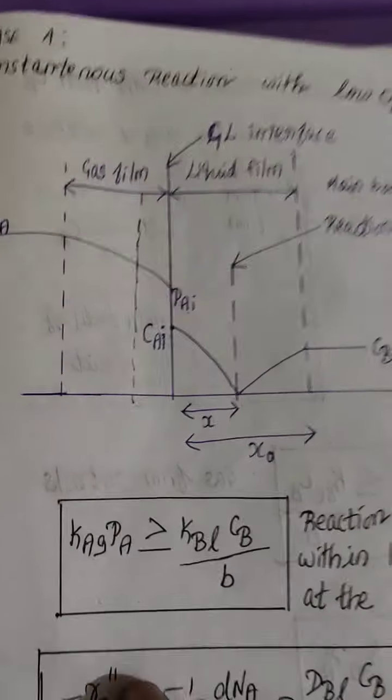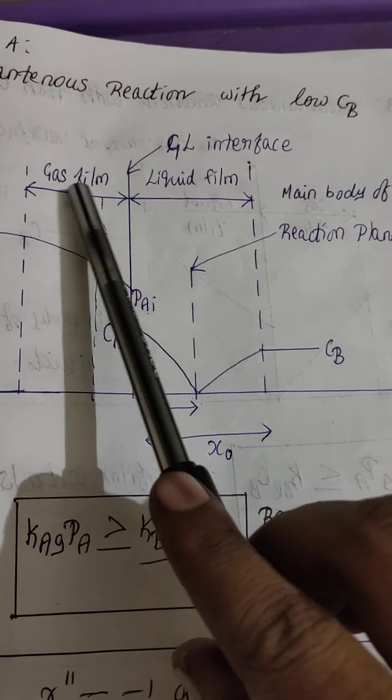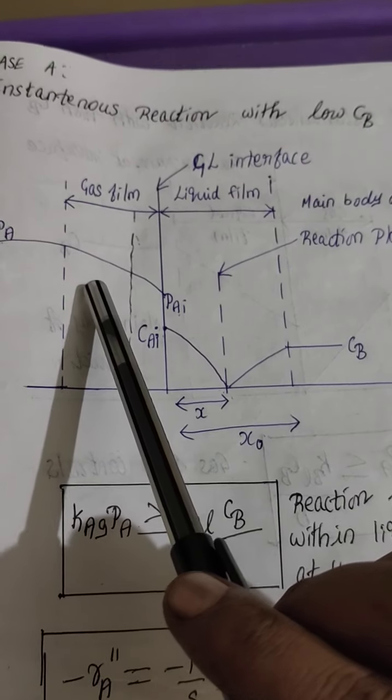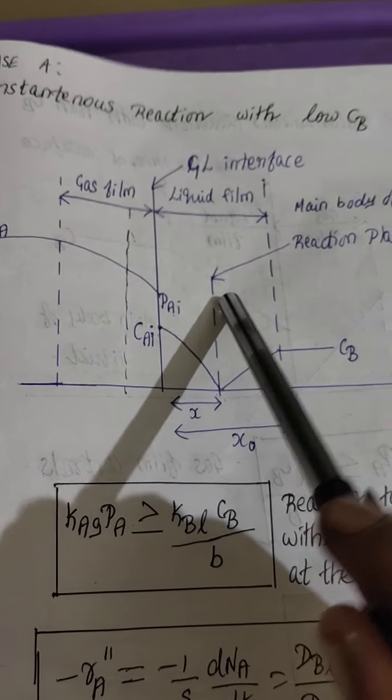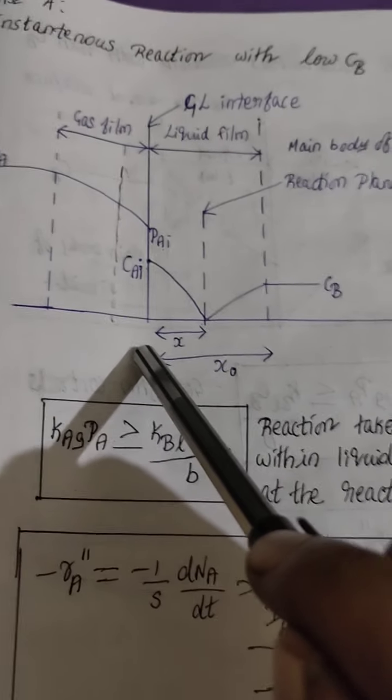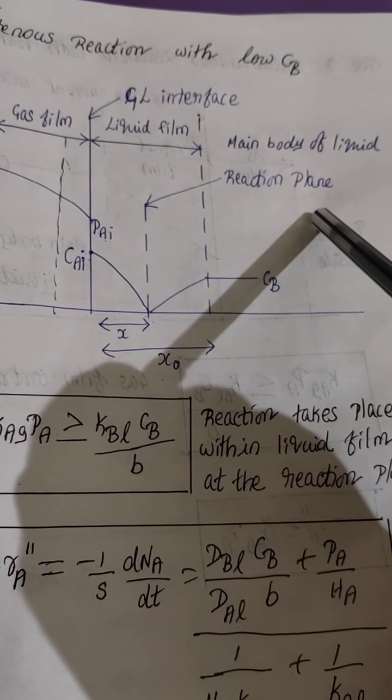We are going to see 8 different cases. Case A is instantaneous reaction with low CB. So here we have the gas film, the liquid film, and this middle line is called the gas-liquid interface, and this is going to be the main body of the liquid.